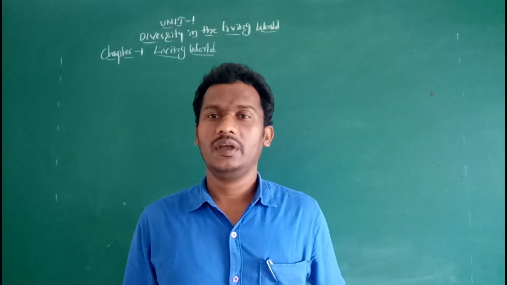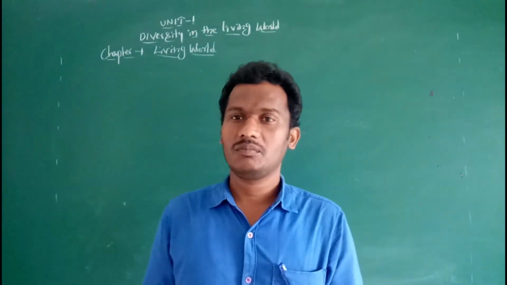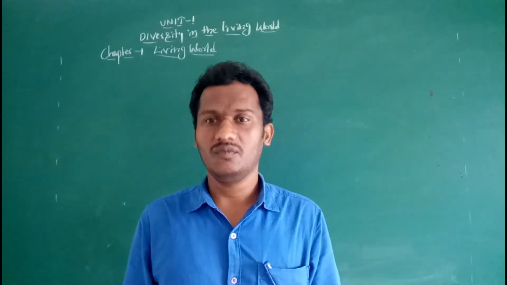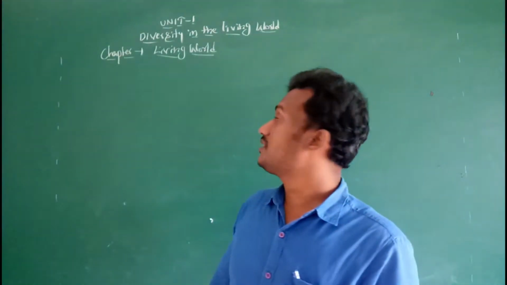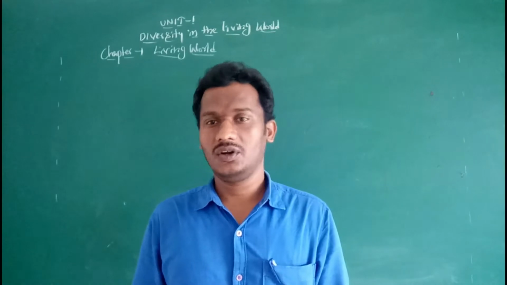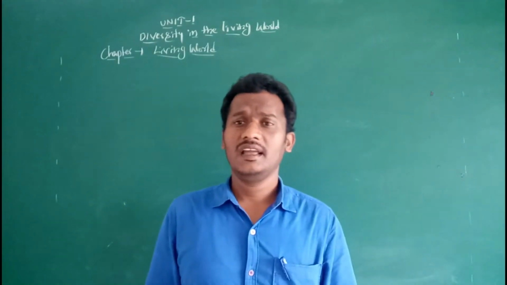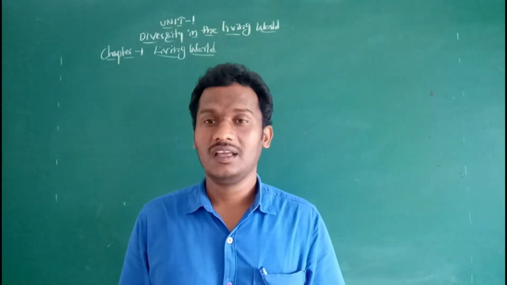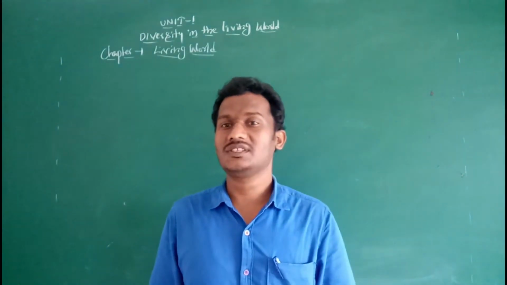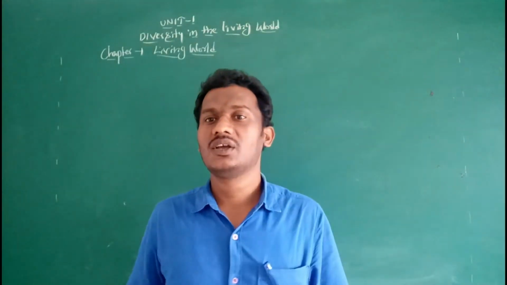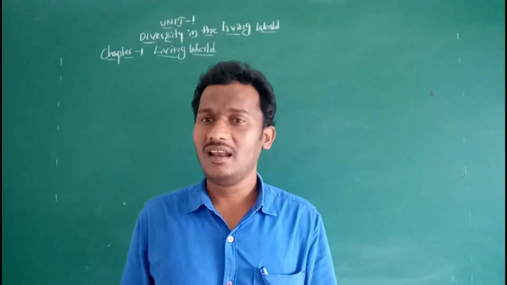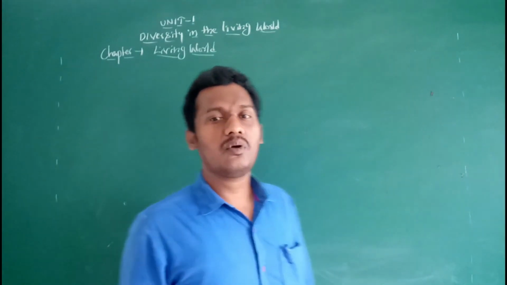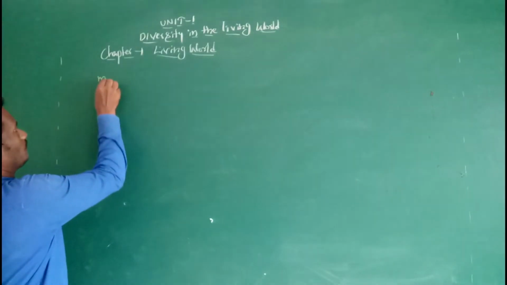Today I am going to explain in 11th Biobotany first unit, diversity in the living world. In the first unit, first chapter, the living world. Living organisms are generally aggregations of molecules. These aggregated molecules express themselves through different types of chemical reactions. All these chemical reactions are known as metabolic reactions.